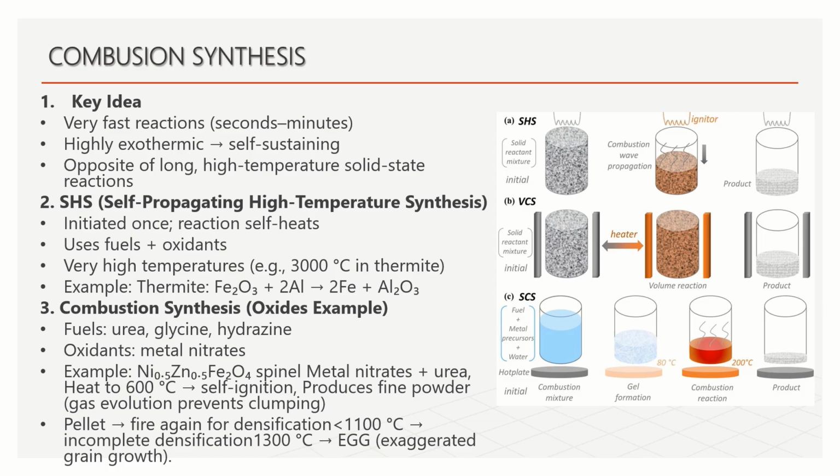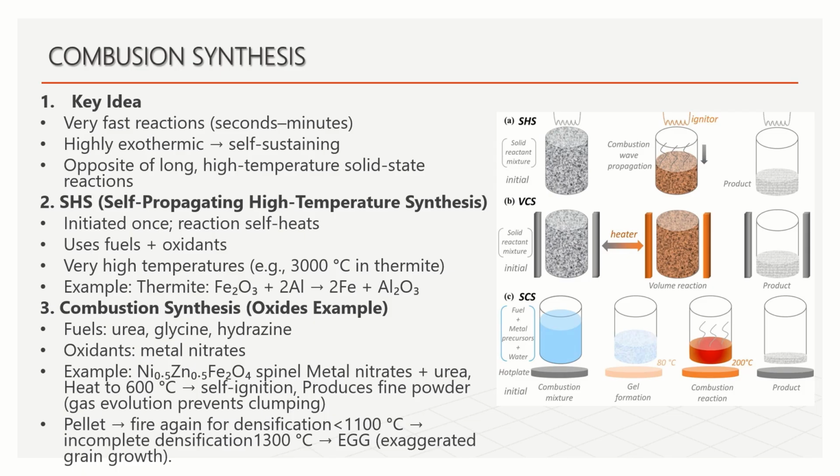In SHS, the starting materials are grouped into fuels and oxidants. A classic example is the thermite reaction used industrially to extract iron, which is shown here. Here, aluminium acts as the fuel and Fe2O3 acts as the oxidant. Once ignited, the reaction shoots up to nearly 3000 degrees Celsius for a short period of time, hot enough to melt iron. That short burst of heat is enough to complete the entire synthesis.